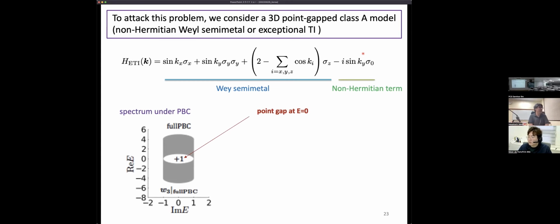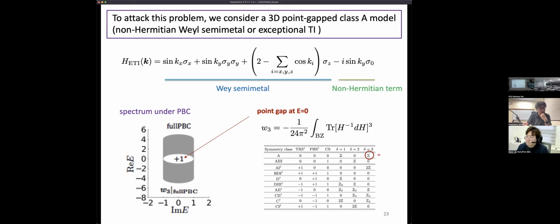Here I show the spectrum in the periodic boundary conditions. As you can see, we have a bulk spectrum here and here, but we also have a wild point here and here. And as you can see, we have a point gap at E equal to zero. And actually, we have a point gap here, so that we can define the topological number.